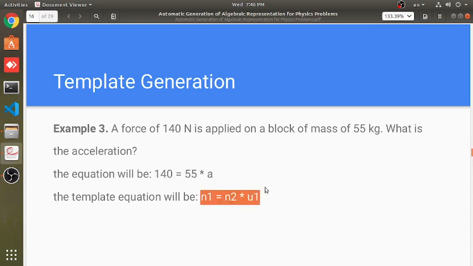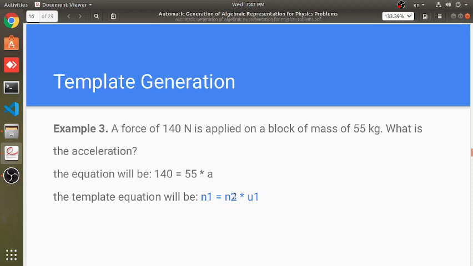So what is a template equation? You can understand from this. It just looks like the equation, but instead of the values or the variables, we have here some symbols like n and u. The n's have different subscripts like 1, 2.